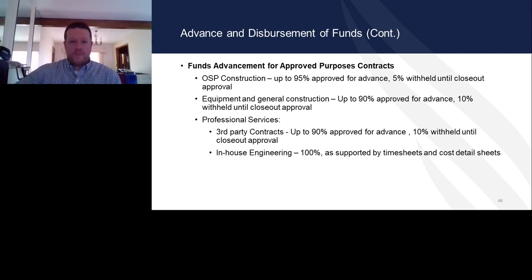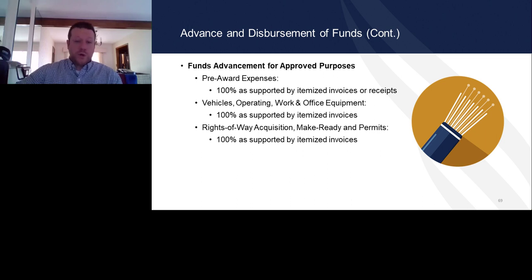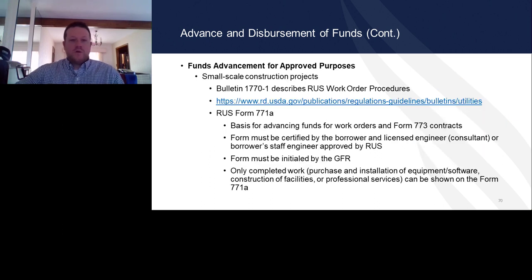Fund advancement for approved purposes: pre-award expenses 100%, vehicles, operating work office equipment is 100%, and rights of way acquisitions permits are 100%. Fund advancement approved purposes. Bulletin 1770-1 describes the work order process. RUS Form 771A is the basis for advancing funds for work orders, and Form 773 for contracts. Forms must be certified by the borrower and the licensed engineer. They must be initialed by the GFR, and only completed work can be done under the 771A.